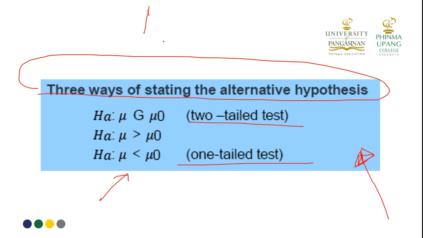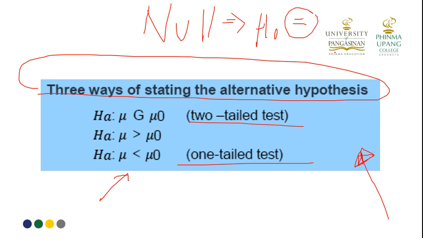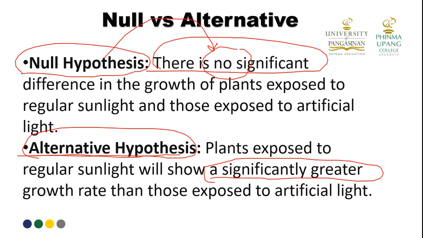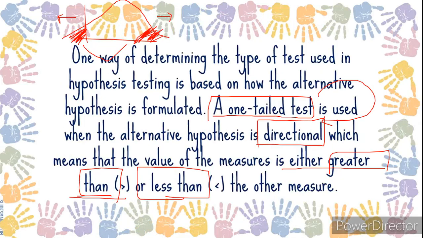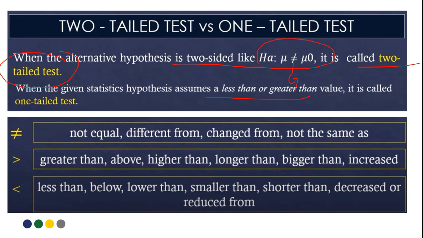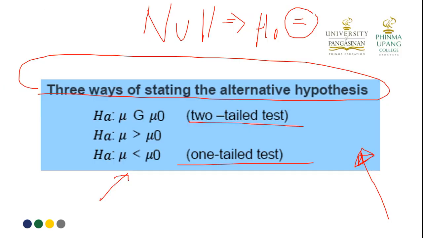Sir, paano naman pag null hypothesis? Ang null hypothesis po, it is always equal. Diba? Sinabi natin yan kanina. Dito yun eh, nandito. Yan. Null hypothesis, it is always equal. Alternative, it is not equal, greater than, or less than. As simple as that. So, kapag gagawa na tayo pag magsosolve na tayo, yun yung palatandaan natin.